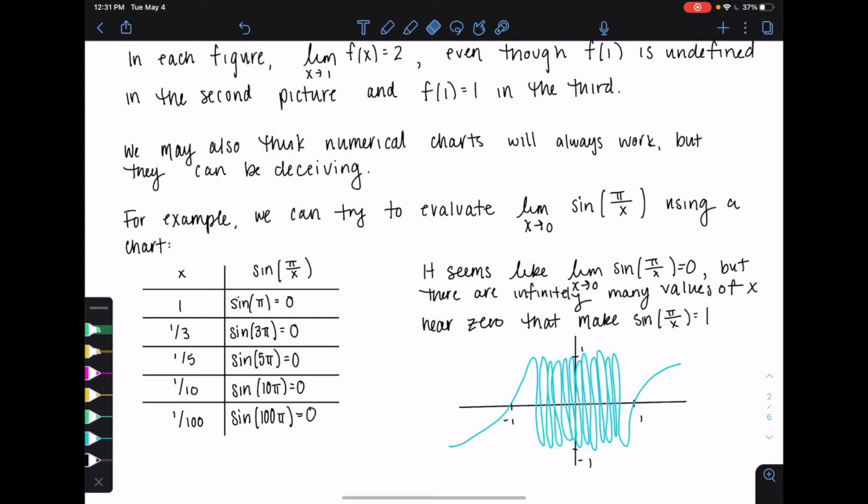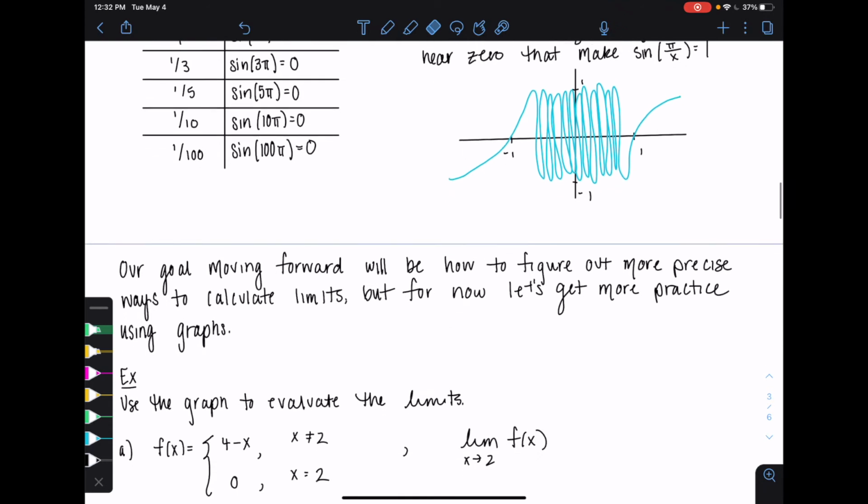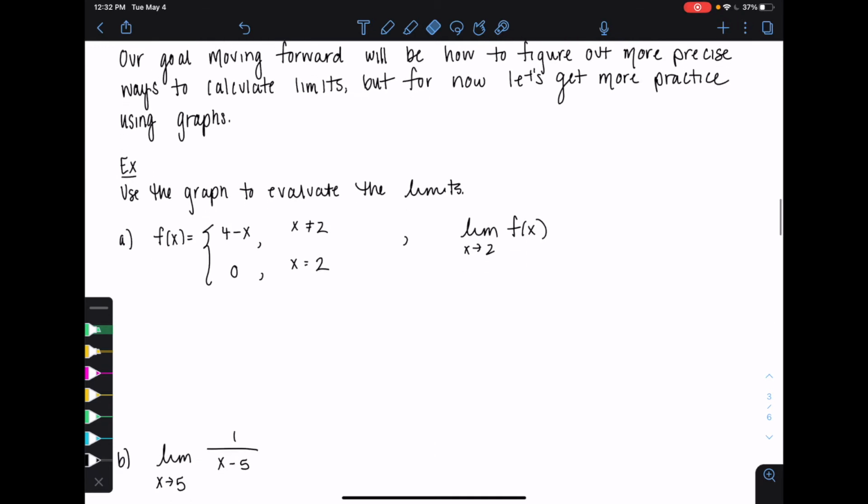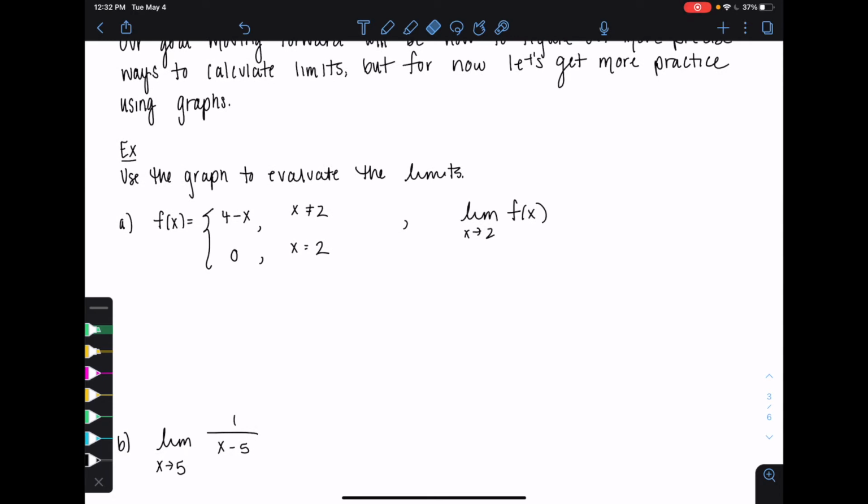So pretty much to start, these charts are going to be helpful. But moving forward, we want to figure out more precise ways to calculate limits, okay? Right now, we're going to work with graphs and this process, but then we'll learn some limit laws and how to evaluate analytically. So in these next 3 examples, we're going to use the graph to evaluate the limits.